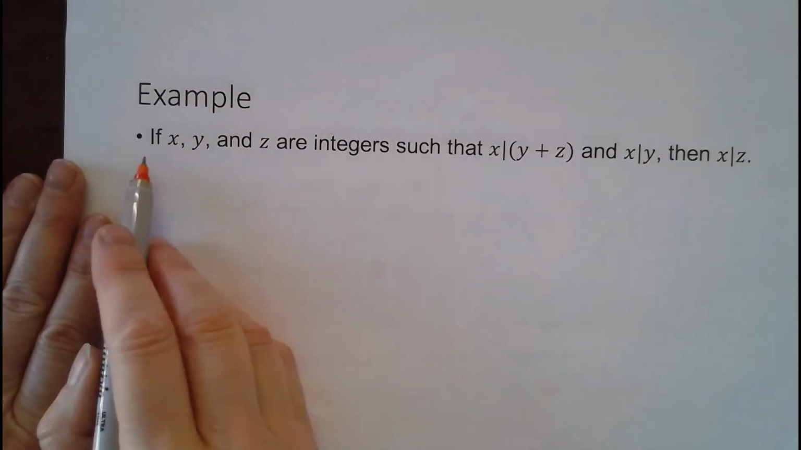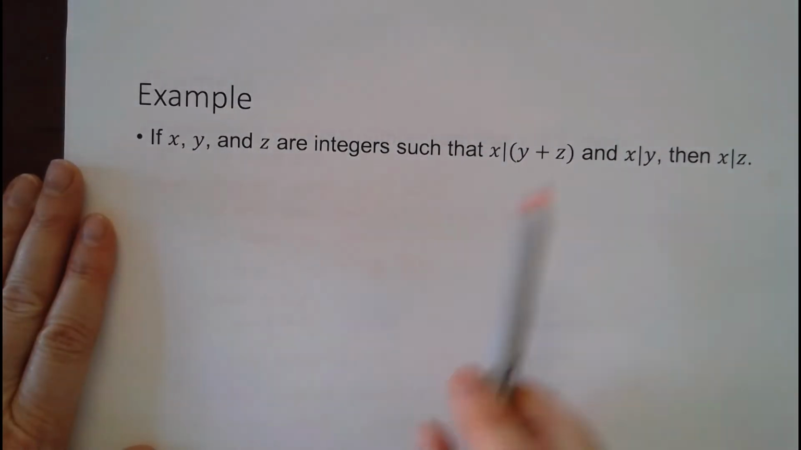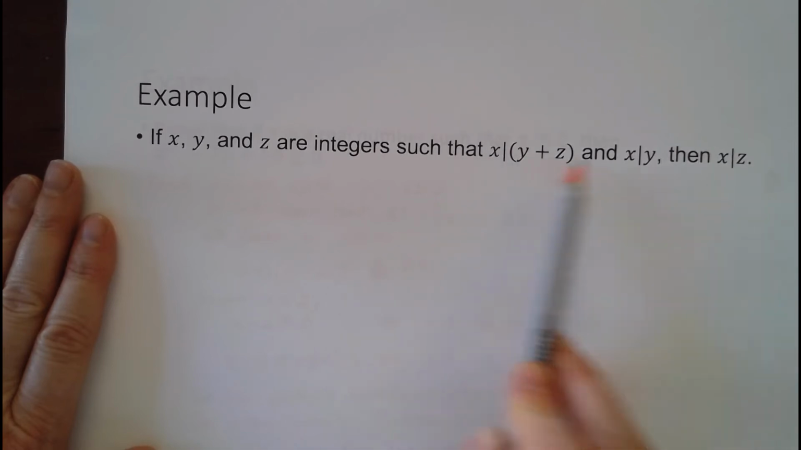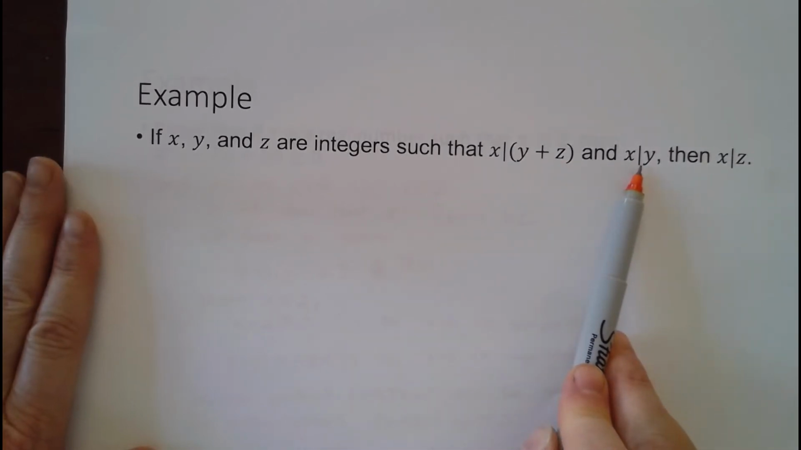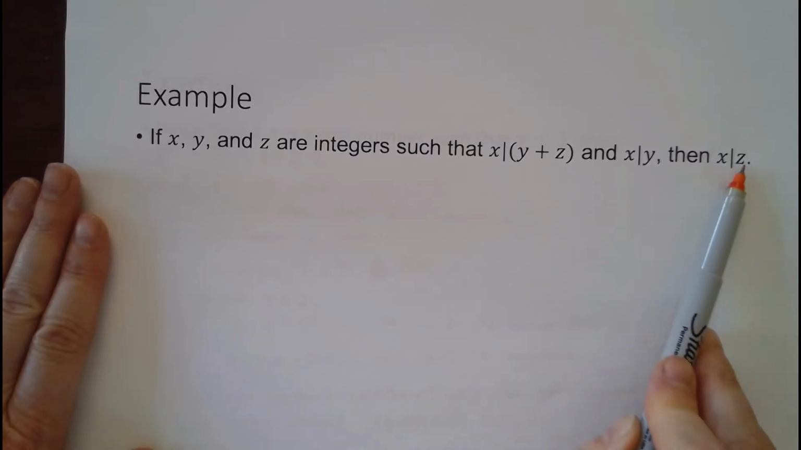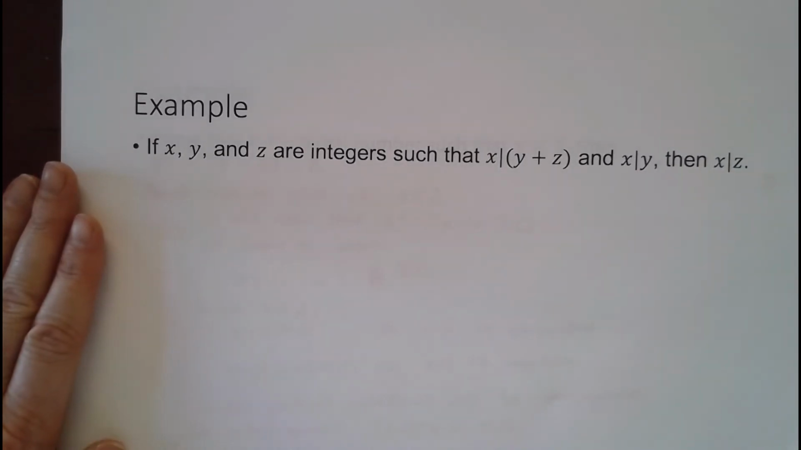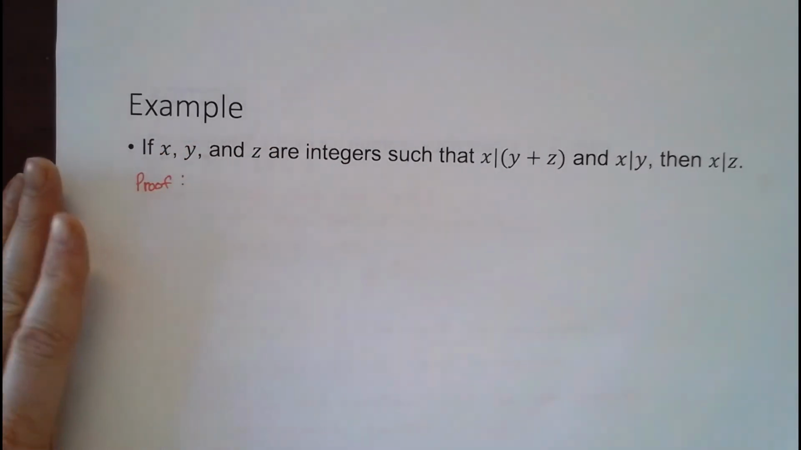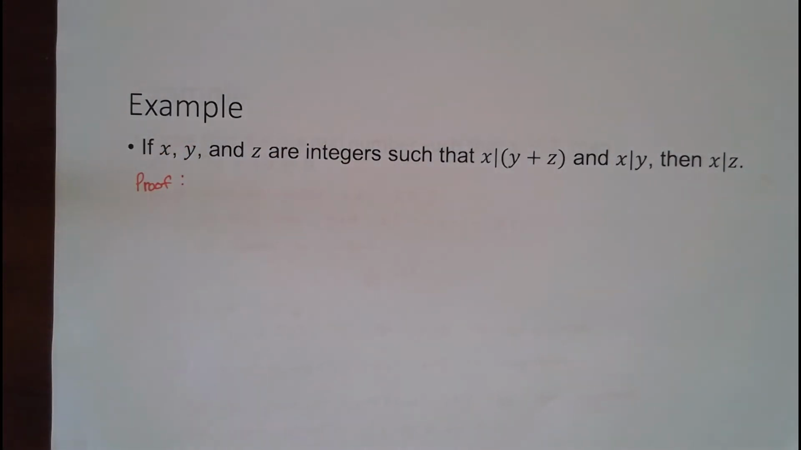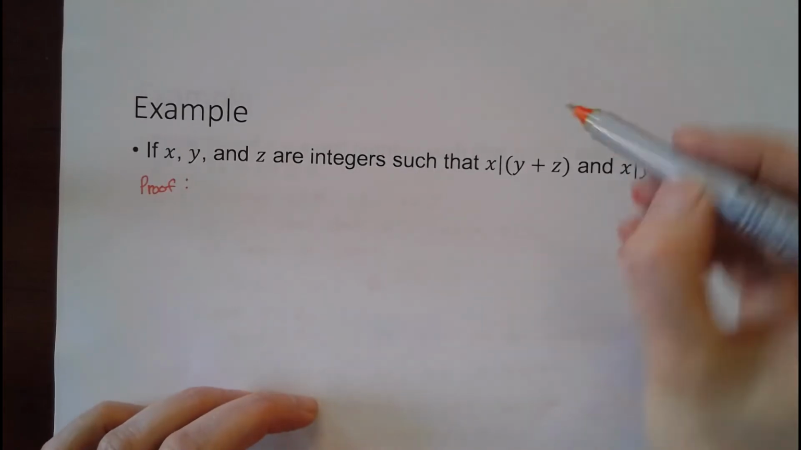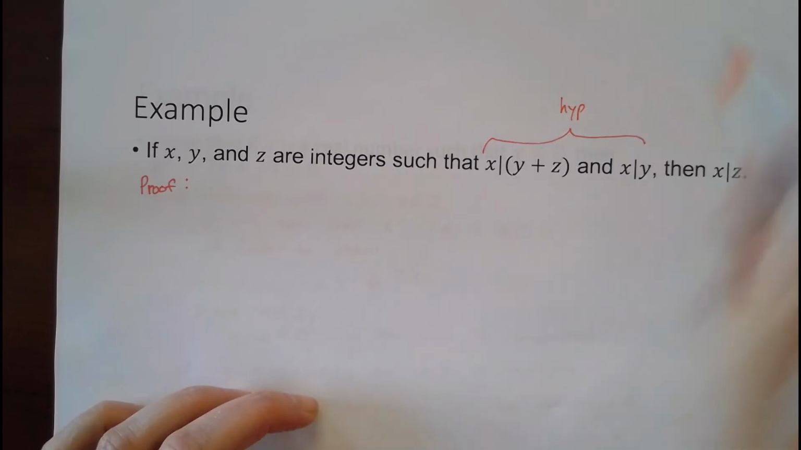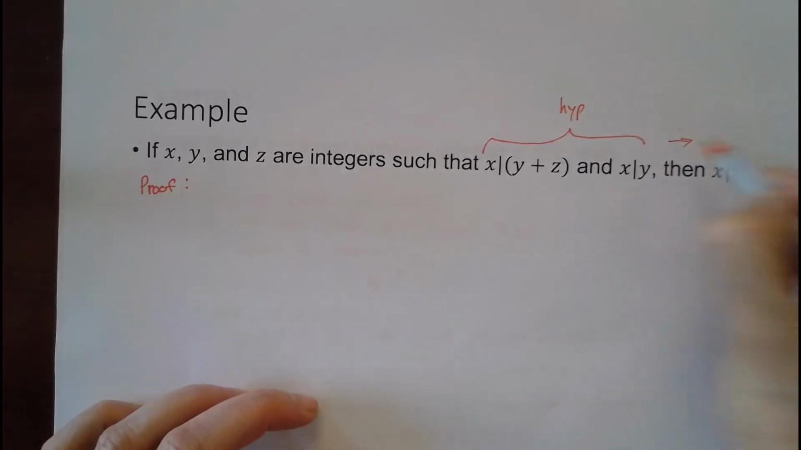So here we have if x, y, and z are integers such that x divides the sum of y and z, and x divides y, then we could conclude that x also has to divide z. Okay, so thinking about that, this part of it is our hypothesis. There's two things in there. This part is our conclusion.